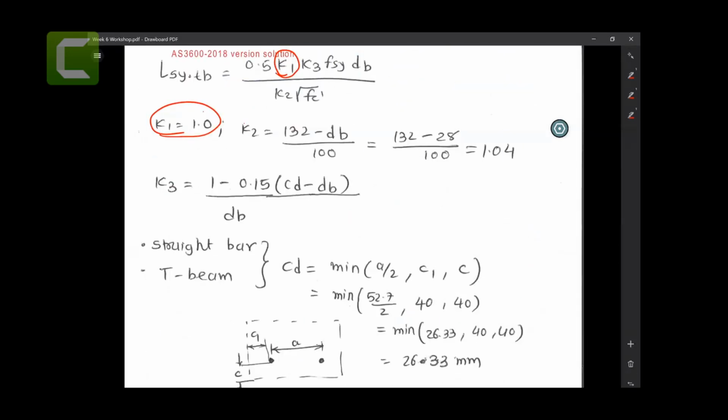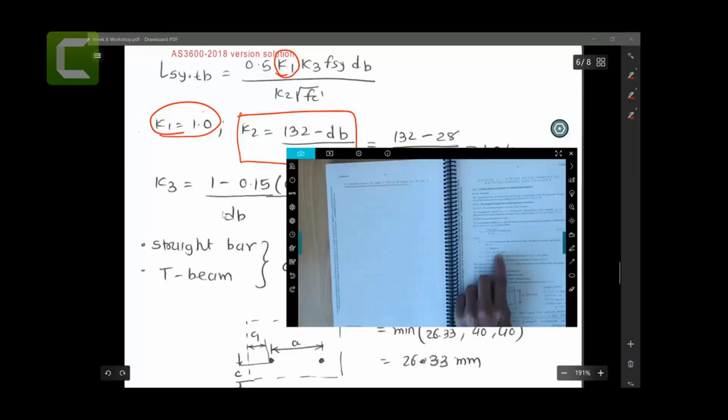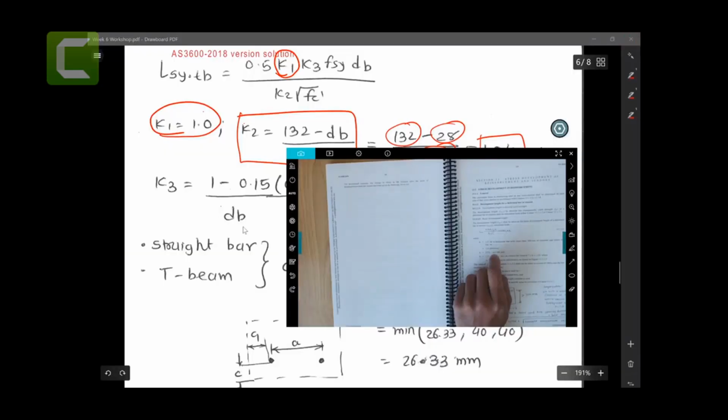These equations are taken from here: K2 is 132 minus dB over 100. So 132 take away 28 over 100, which is 1.04. That is good, not bad, because this increase is not 1. I like 1.04 because it is greater than 1; if it were just an increase, this would reduce. So using the bar 28, larger diameters, is good for us; you can see this K2 of 1.04, not bad.